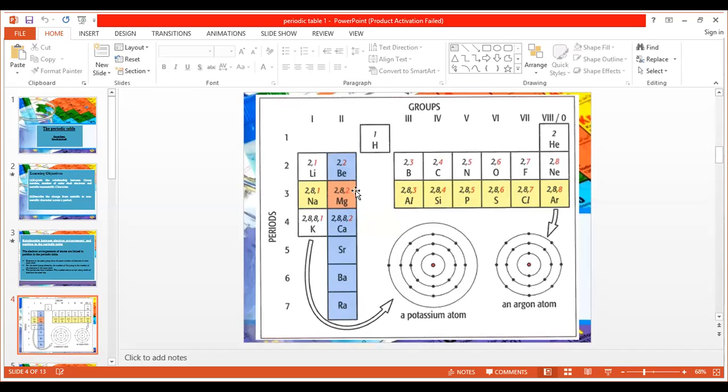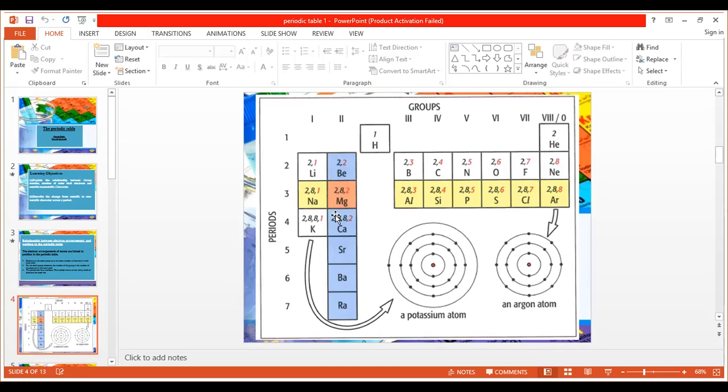Any question? Now see group 2. How many outer shell electrons does beryllium have? Red, 2. Magnesium 2. Calcium 2. So these elements, which group are they put in? 2. Why do they put them in group 2? Because they have 2 electrons in their outer shell. That is your answer.